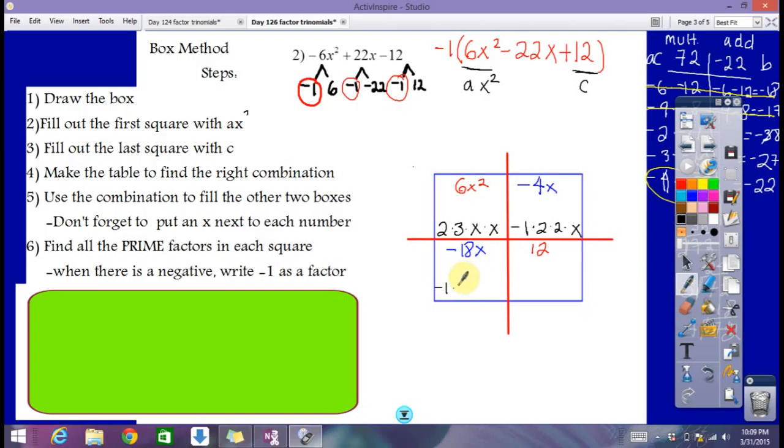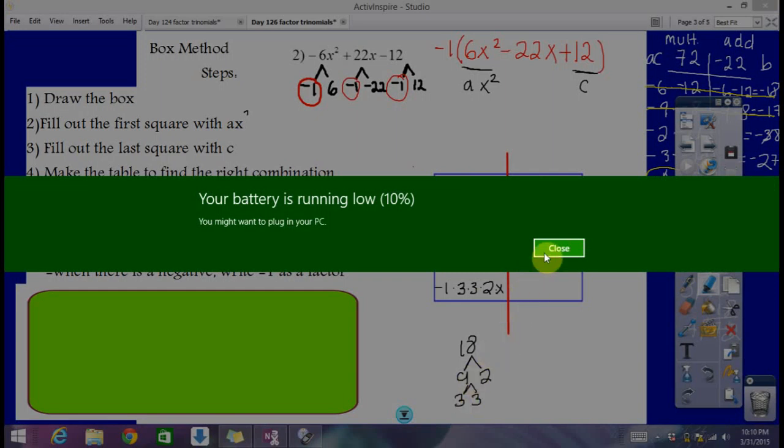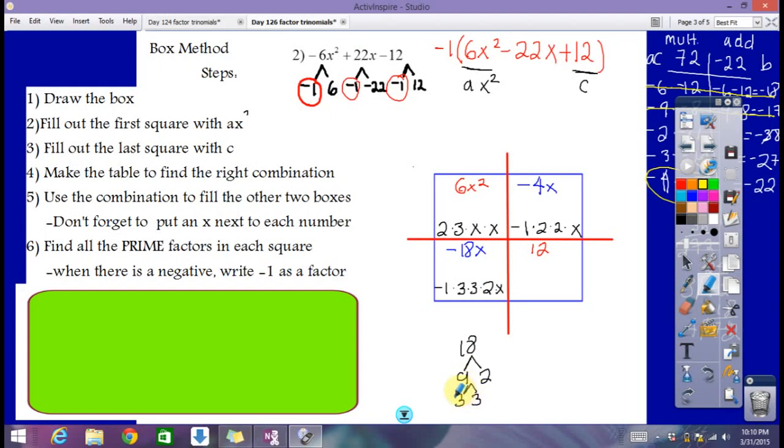So the prime factorization will be 3 times 3 times 2 times x. Okay, so let's do it again. 18 is actually 9 times 2, and 9 is 3 times 3. So the prime factorization will be the last numbers over here. And we need to do number 12. So 12 is actually 4 times 3, and 4 is 2 times 2. So 2 times 2 times 3.